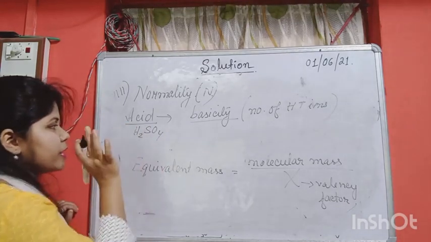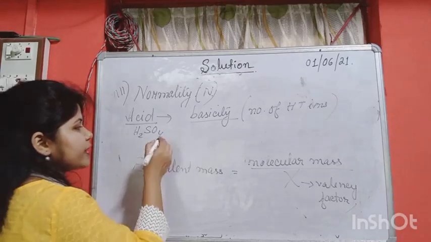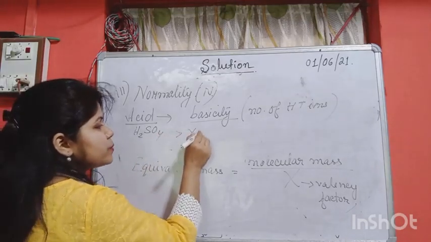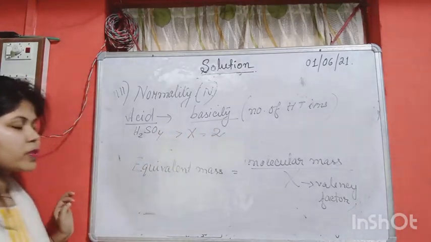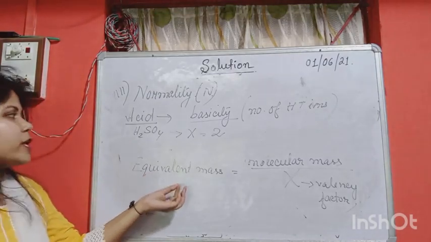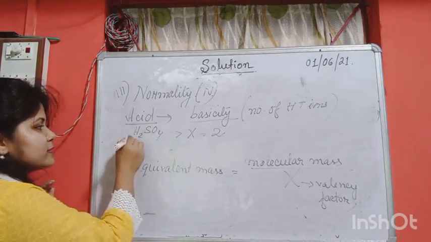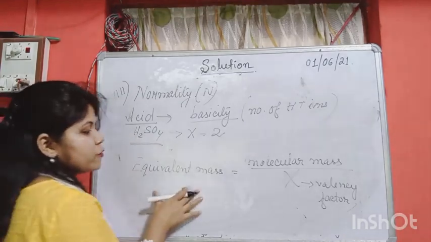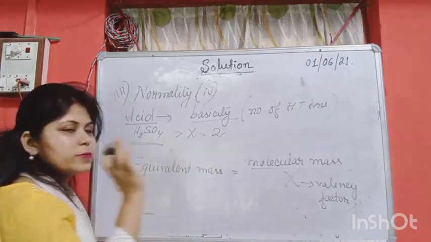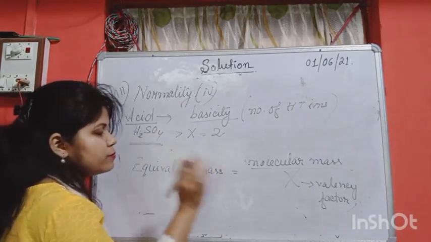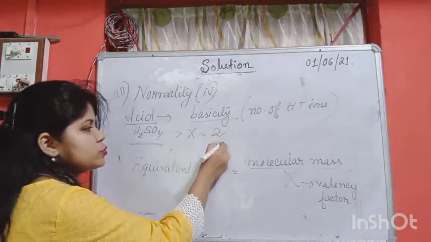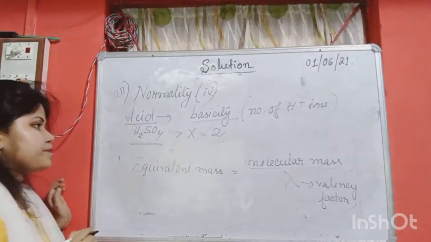Equivalent mass for H2SO4, it will be molecular mass by X. So for H2SO4, X will be equal to 2. Equivalent mass for H2SO4, this is an acid. Yes or no? You know the molecular mass of H2SO4. The valency factor will be 2 for acids.